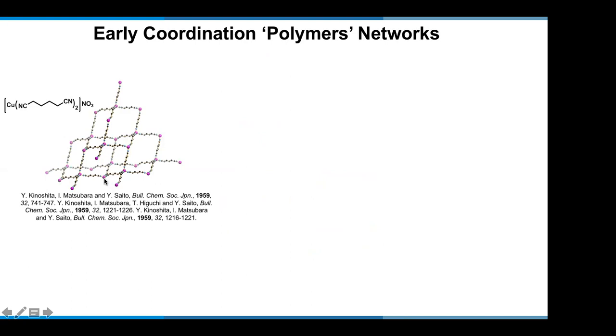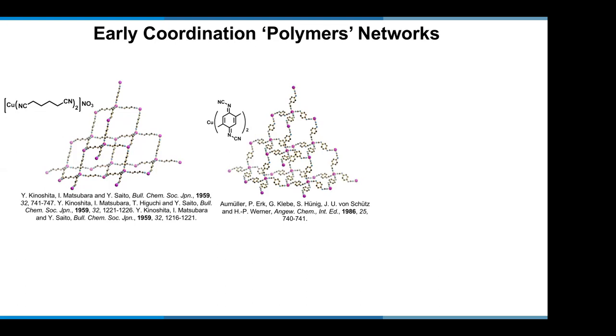So in 1959, Saito and co-workers showed how copper(I) could be linked by these neutral linkers, a dinitrile. And these structures were characterized by single crystal X-ray diffraction and shown to have the motif drawn here. They are charged frameworks, and in the pore you have nitrates. So they were not strange to chemists at the time. In 1986, here's another example of a nice compound, exactly the same network as this one, and a dinitrile as well to make this extended structure.